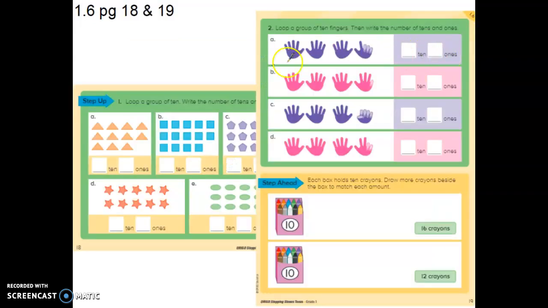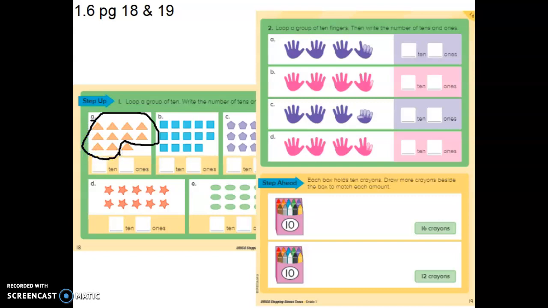Now let's use this information to go to 1A. We're on A. It says loop a group of 10, write the number of 10s and 1s. So I have 1, 2, 3, 4, 5, 6, 7, 8, 9, 10. So I'm going to draw a circle around 10 of these triangles. I'm trying to make groups of 10 here.